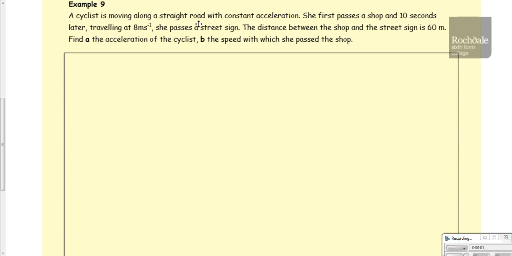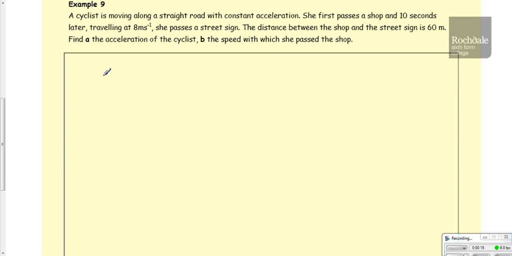M1 Kinematics, example 9. In this example, we've got a cyclist who's moving along a straight road with constant acceleration. She passes a shop and then 10 seconds later, she passes a street sign. The distance between the shop and the street sign is 60 metres.